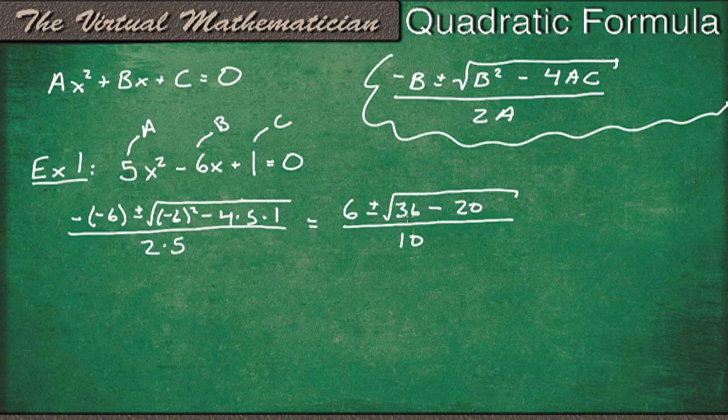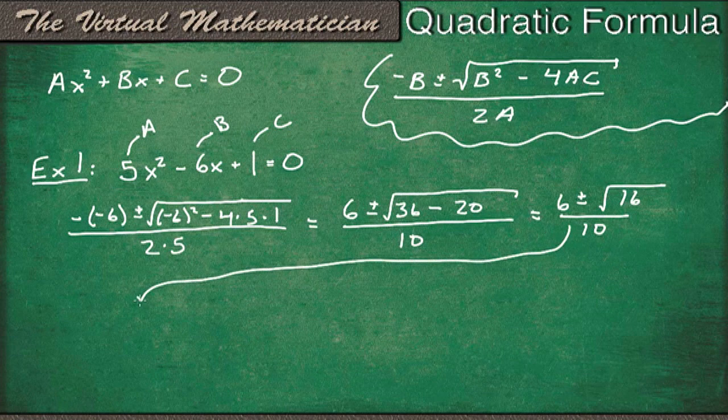So now let's go ahead and simplify this one more time and simplify under the radical here, and we're going to get 6 plus or minus the square root of 16, all divided by 10. Okay, so now let's go ahead and take this and split this up into the plus and the minus. So for one answer, we're going to get 6 plus the square root of 16 over 10. And for the second answer, we're going to get 6 minus the square root of 16 over 10.